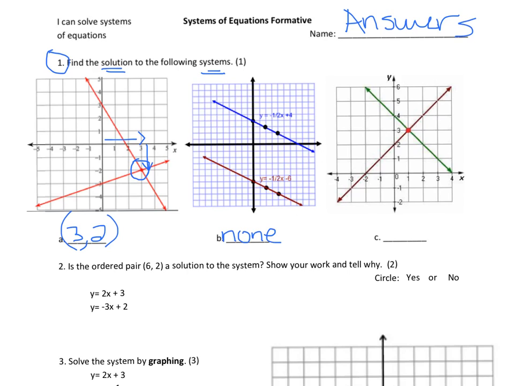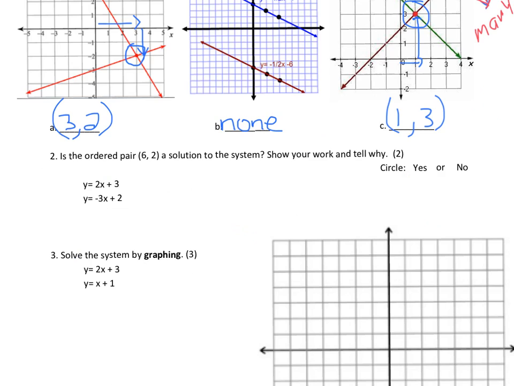And the third one, again, the only point that these two lines have in common is this one right here. So I like circling it where they intersect, and I find that ordered pair. So I have to go over 1 and up 3 to get to that ordered pair. Remember, and you might see this on the summative, if you have two equations that when you graph them, they're exactly the same line, we say that there are many solutions.